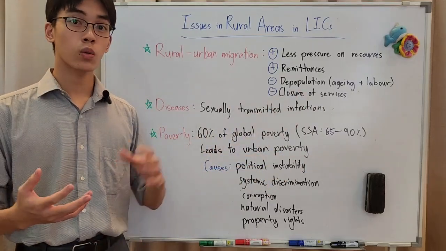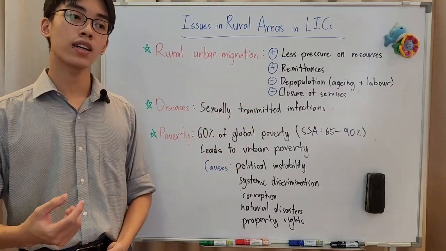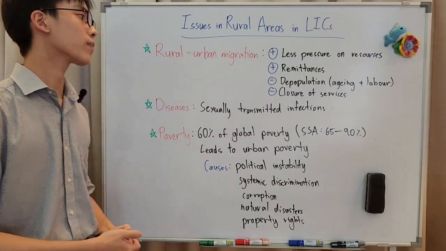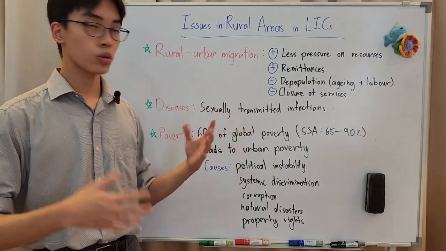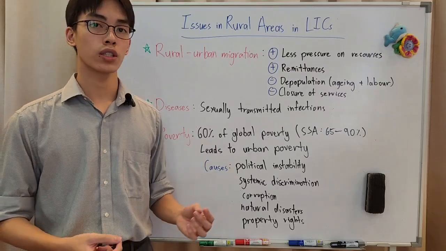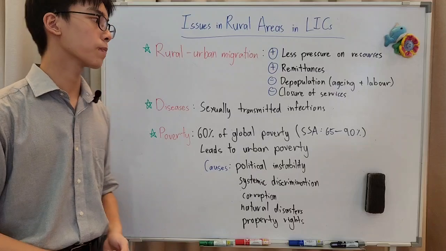And generally, the wages in urban areas are higher than rural areas. So the idea is you might get more money back on your investments going to the urban area. The negatives wise, there's rural depopulation that comes with migration. And with that comes an aging population and a lack of labor, which deteriorates the rural economy.